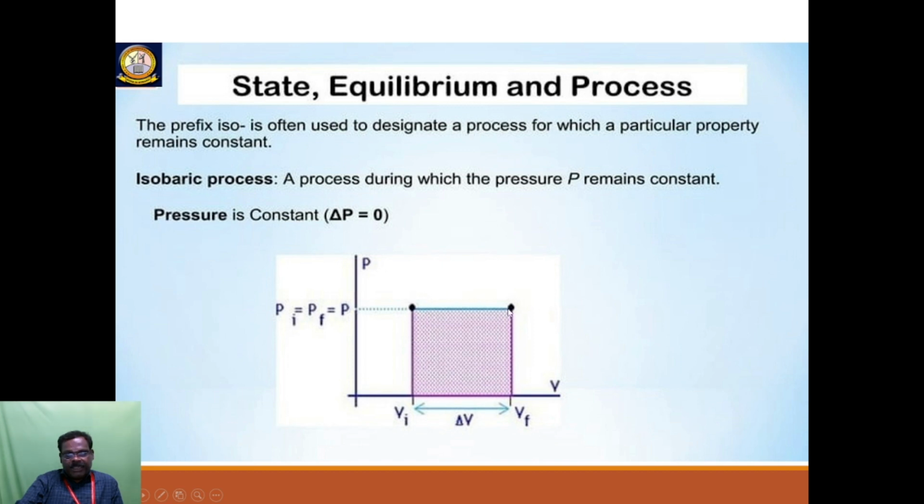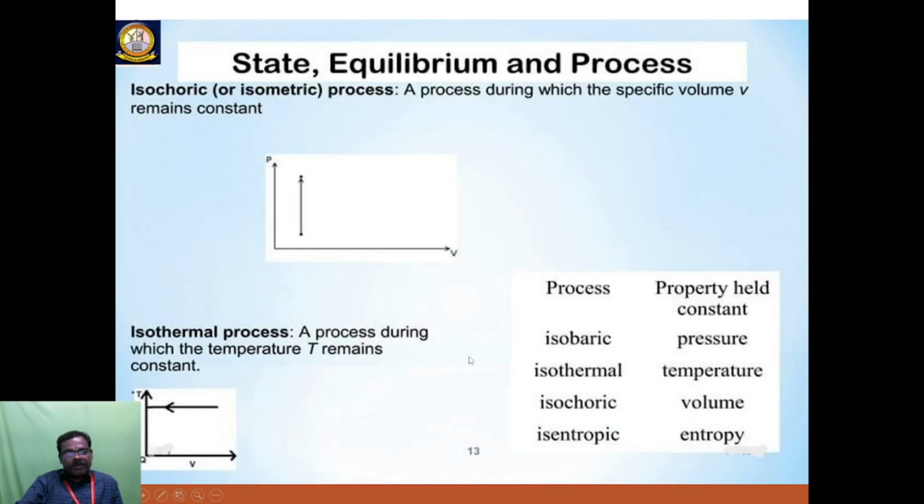Suppose this is state 1, this is state 2, and 1-2 is the process. For 1-2, the pressure will be constant. Pressure remains constant in this process, so it is called a constant pressure process. Assuming this is the PV diagram of a constant pressure process.